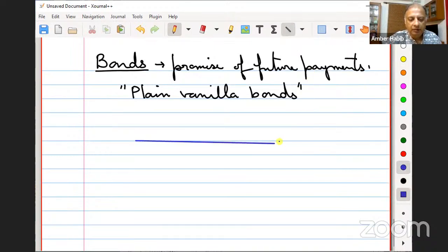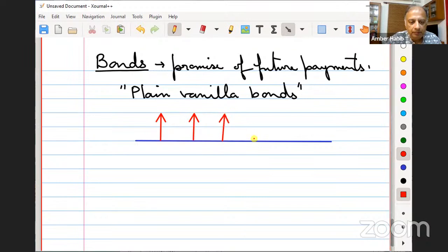Again, let me represent it by a drawing. Let's have the time axis. We'll have some arrows to represent what future payments are being promised to us. So what happens in such a bond is that certain things are promised in the future at regular intervals. Like this. Plus at the very end, an additional payment of something. So regular equal payments all along, plus together with the last of those, an extra payment of something.